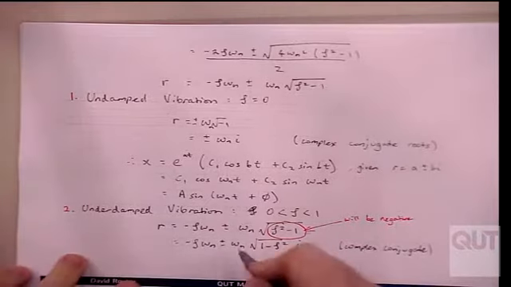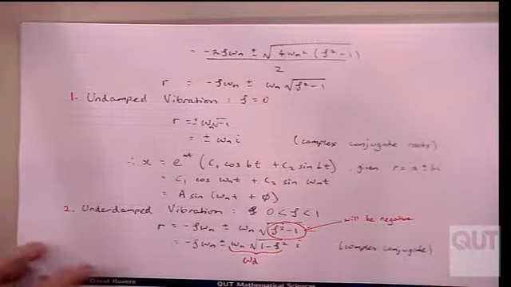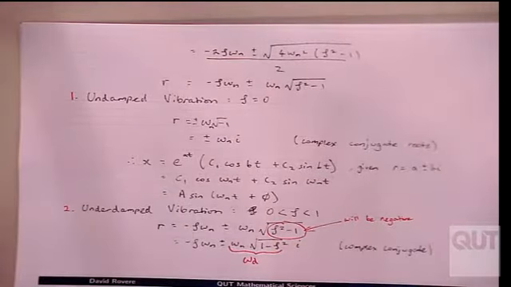Now we give this function here a special name. We call this omega d. It's like the damped natural frequency. In any underdamped problems, where there's obviously damping, instead of oscillating at the natural frequency, you're oscillating at this damped natural frequency, which is slightly different to the natural frequency depending on what zeta is.